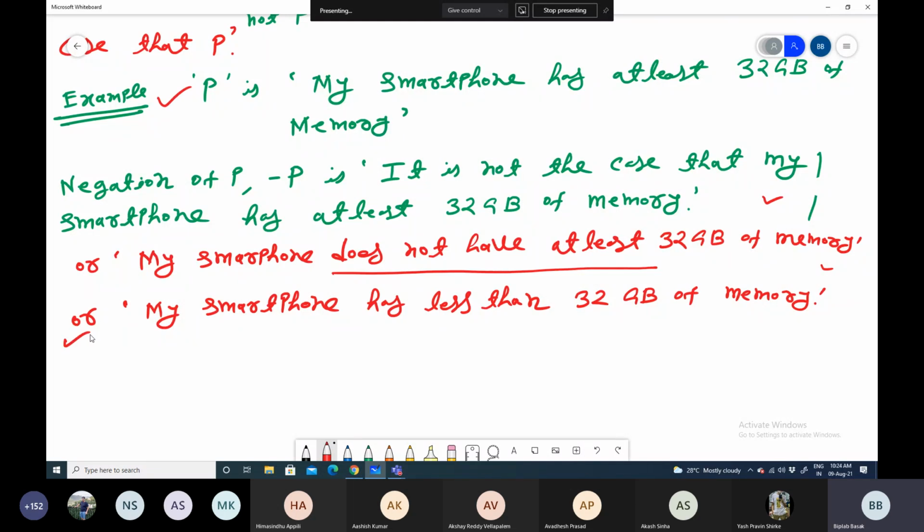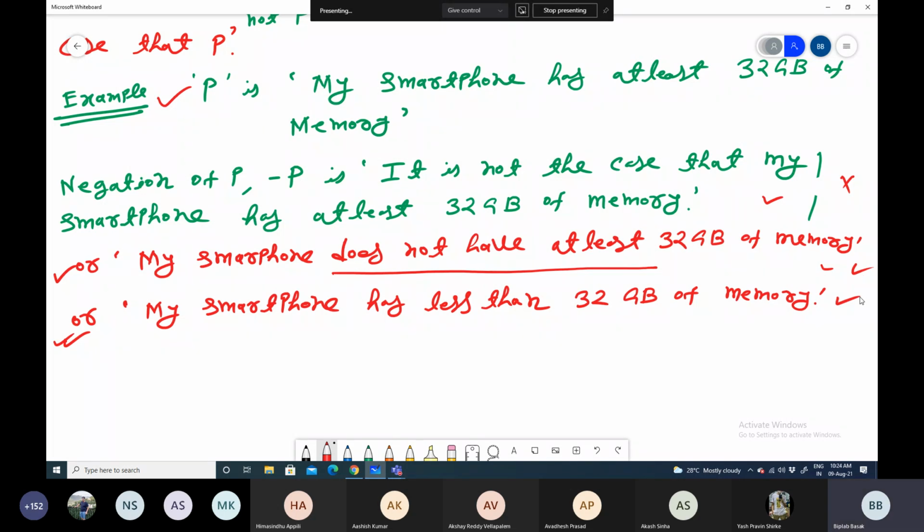So during the exam, if you are asked to find the negation of a statement, then you should write either this or this. You should not write this one, because otherwise there will be no meaning of finding a negation, right? For any statement you can just add "it is not the case that", but that does not look good, right? So you should write the negation in a simple sentence like this.